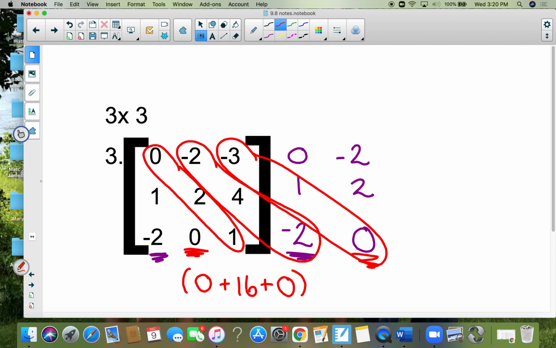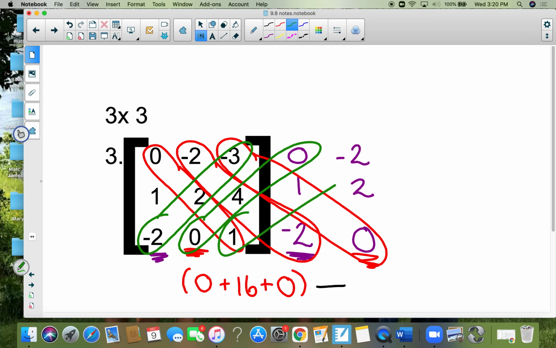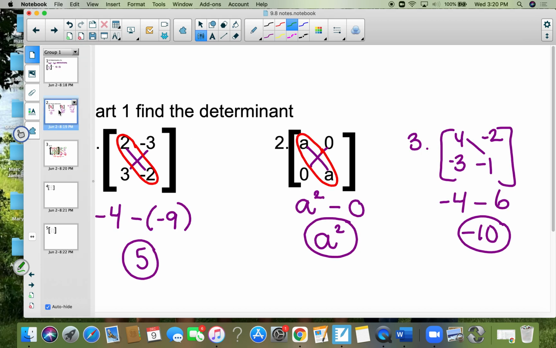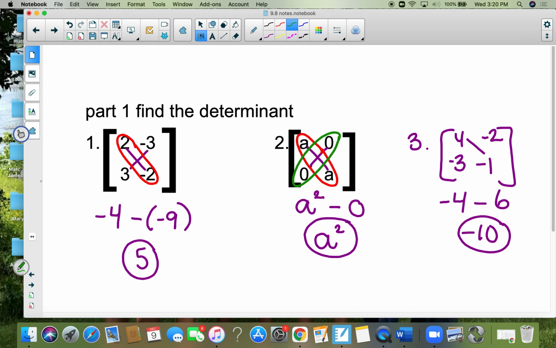And then if you go in the other direction, you have to do minus. So I'm going to go in the other direction. It's this one right here. That one has 3 numbers in it, this one has 3 numbers in it, and this one has 3 numbers in it. When you go in the opposite direction, if you look over here, that's this number right here. You're going to just add those 3 diagonals together.